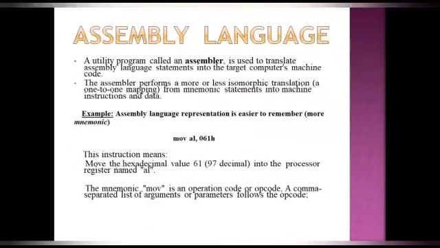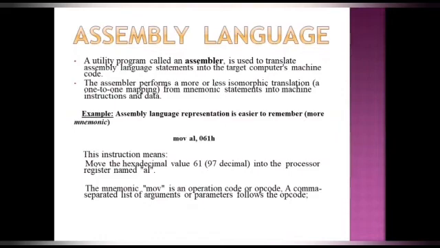Now, what is assembly language? A utility program called an assembler is used to translate assembly language statements into the target computer's machine code. The assembler performs a more or less isomorphic translation, a one-to-one mapping from the mnemonic statements into the machine instructions and data. Example: assembly language representation is easier to remember, more mnemonic.